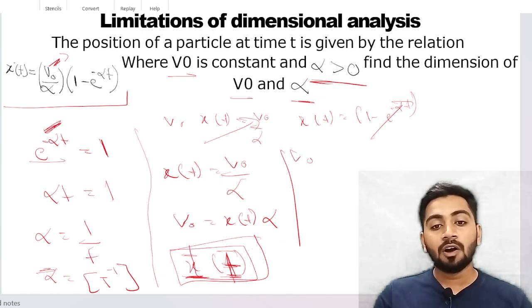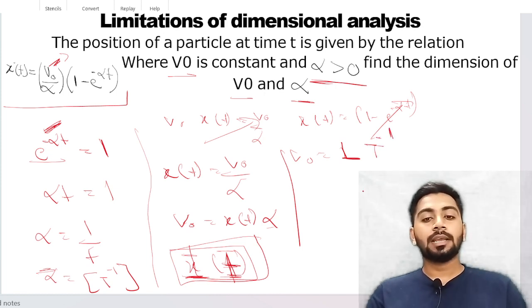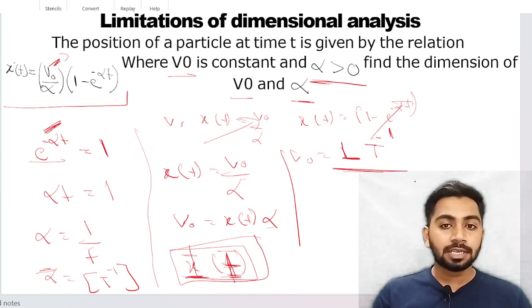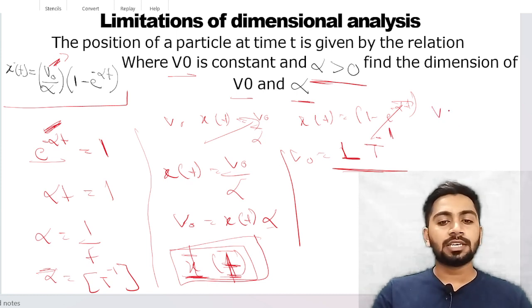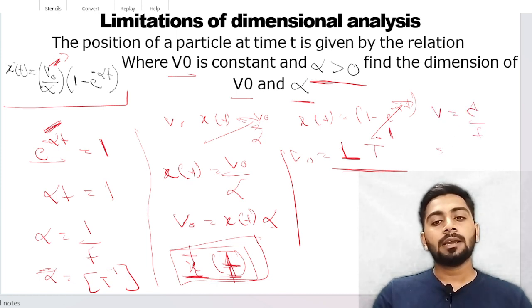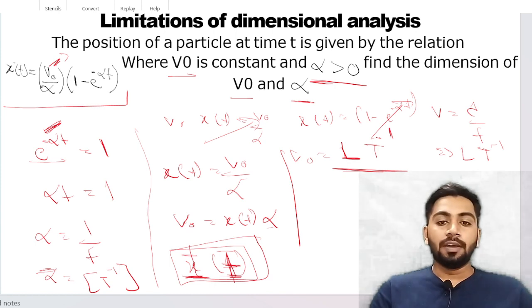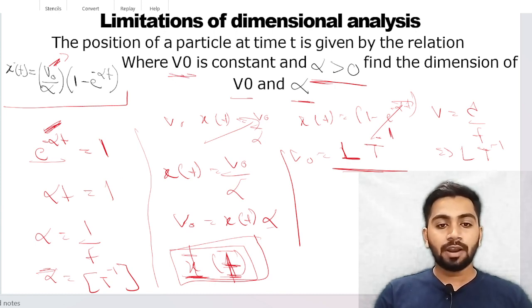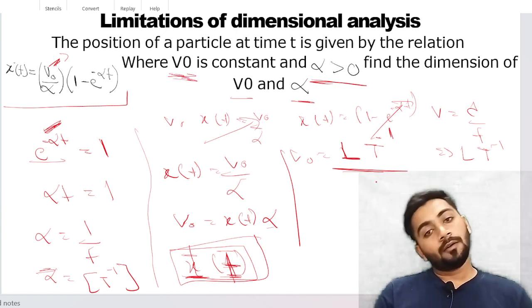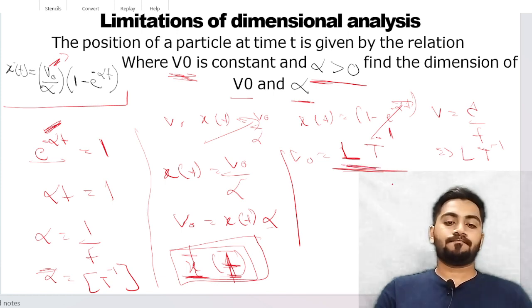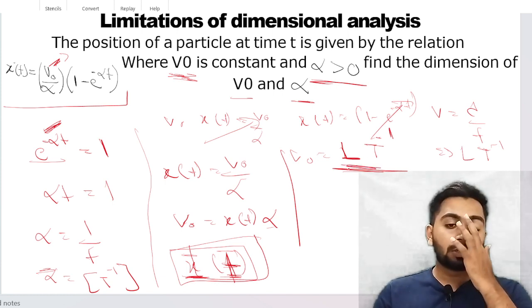Which means V naught is equal to distance, measured in L, and alpha we have here as t to the power of minus 1. Is this the dimension of velocity? Yes. Velocity is equal to distance by time, distance measured in L, time measured in T. So very easy. The constant V naught is also the same as velocity. Super. Anyone have a doubt in this?